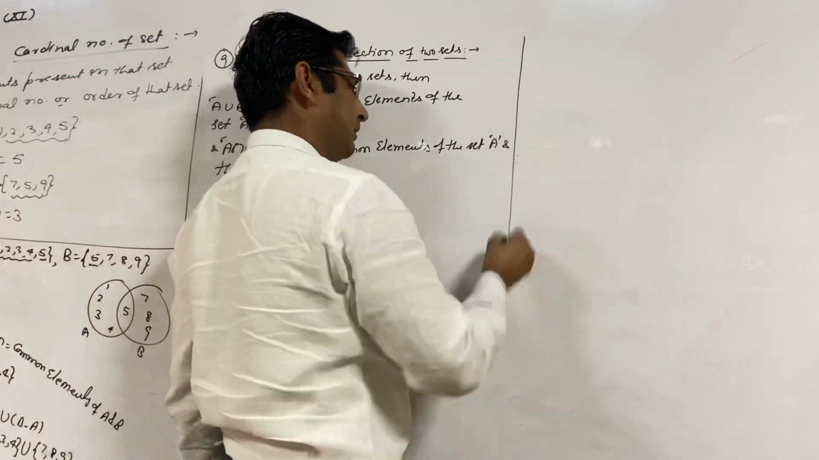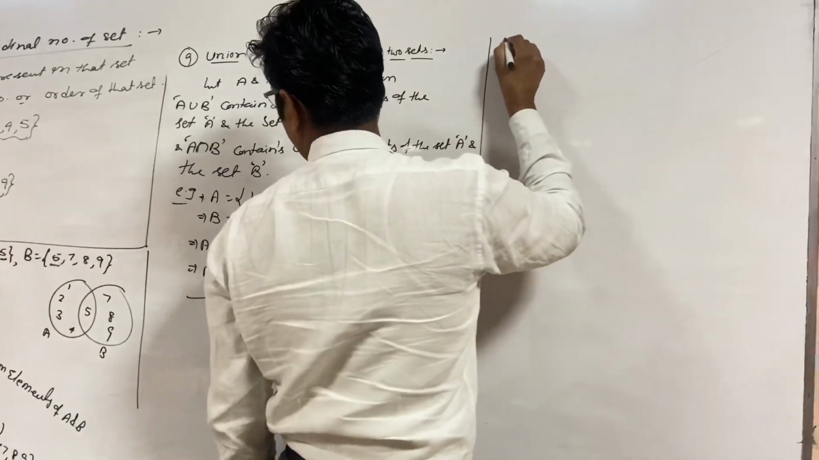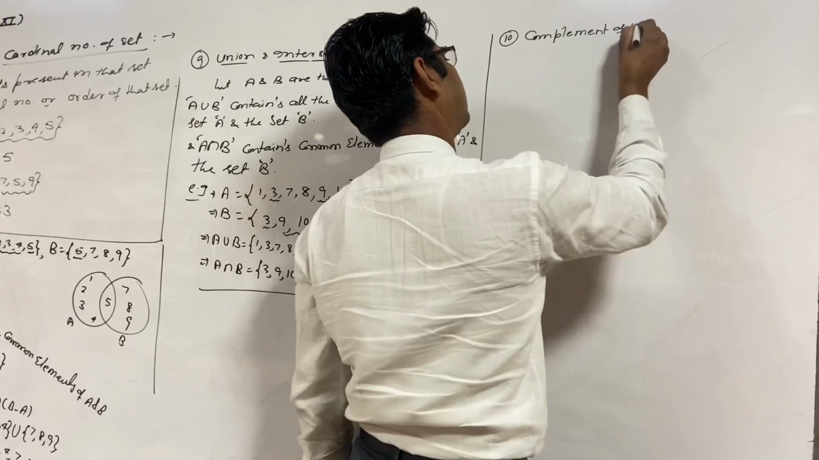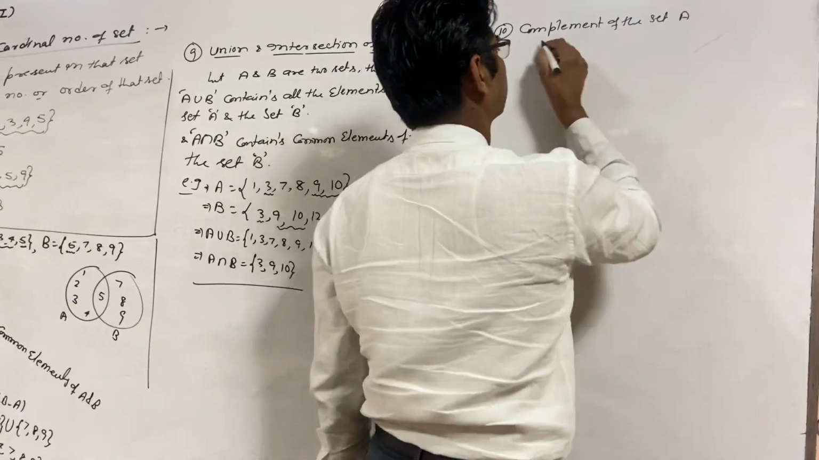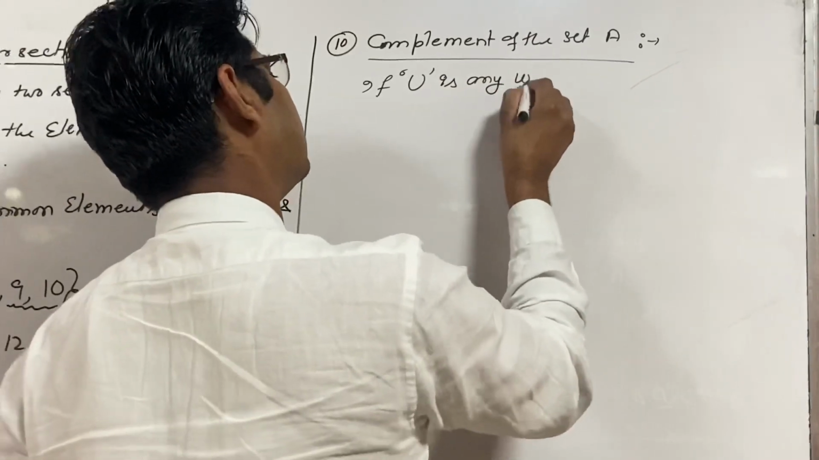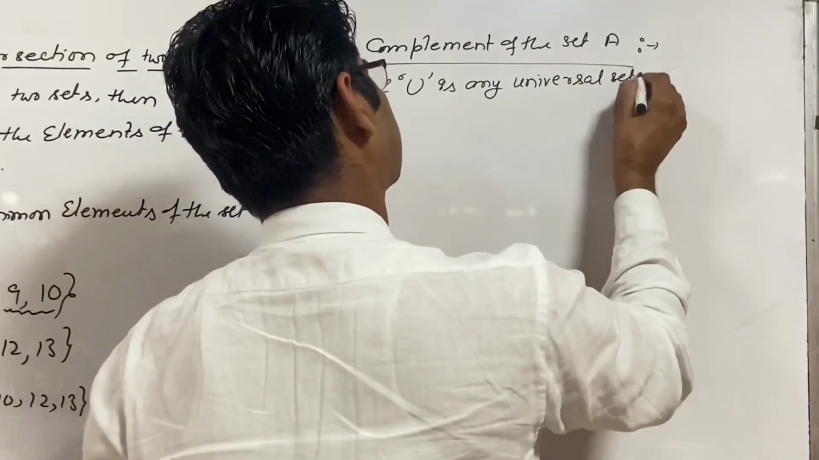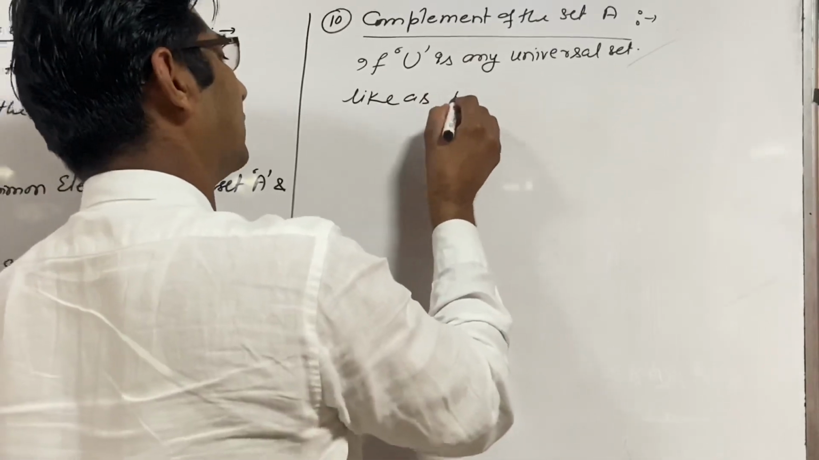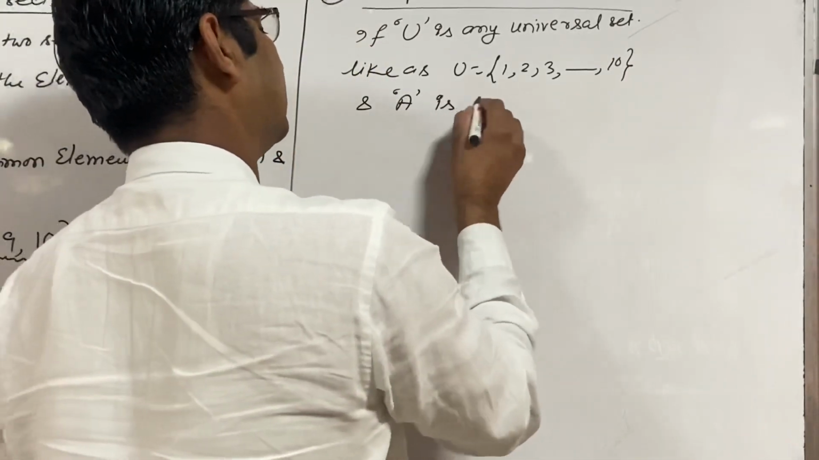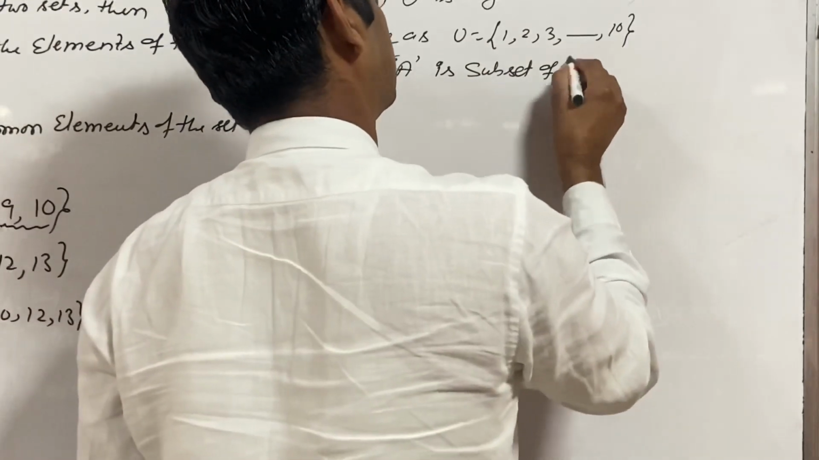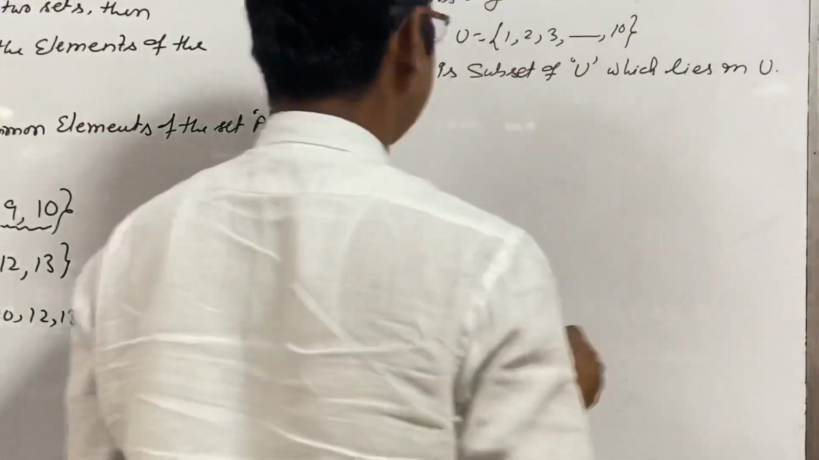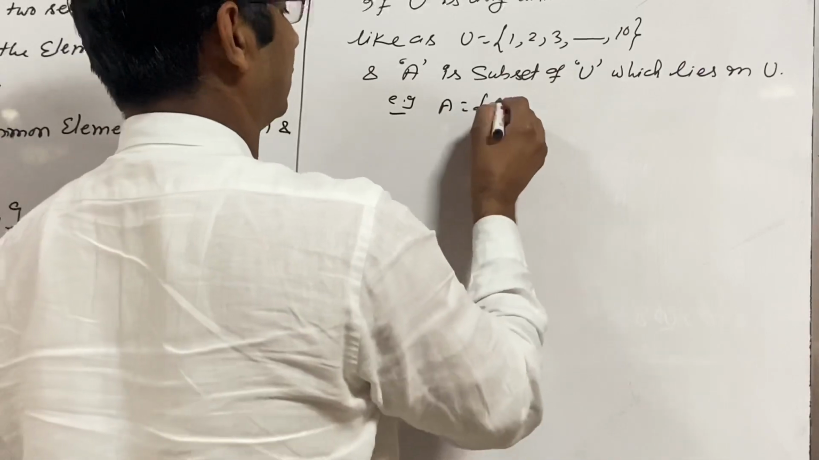Now we have to discuss the complement of the set A. Complement of the set A. If U is any universal set, like U equal to 1, 2, 3 up to 10, and a set A is a subset of U, which lies in U. For example, A equal to 2 and 4.